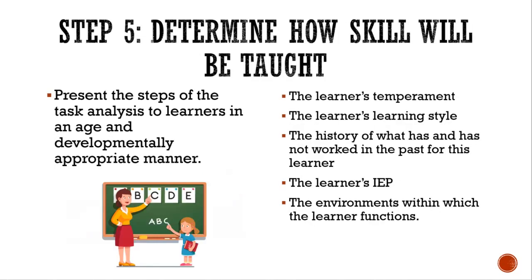And then next, you're going to determine how the skill is going to be taught. You're going to present the steps of the task analysis to the learner in an age and developmentally appropriate manner. Some of how you teach it is going to be based on the learner's temperament, their learning style, a history of what has or hasn't worked with them in the past for this learner, their IEP goals and objectives, and the environments within which the learner is functioning.